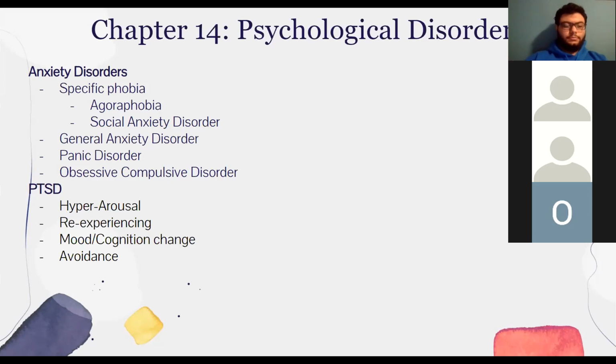PTSD, which revolves around trauma, obviously. It has symptoms revolving around four groups. Hyperarousal, so you're more aware, more conscious of everything going on around you. Re-experiencing, so this would be flashbacks, dreams, or intrusive thoughts of the traumatic event. Mood and cognition change, so this would be depression, anxiety, anything like that. And avoiding things that would trigger or remind you of that traumatic experience.